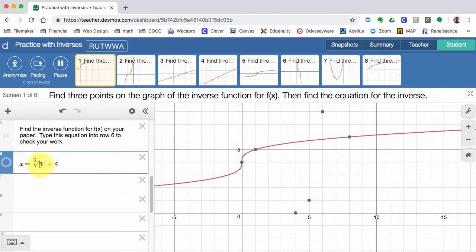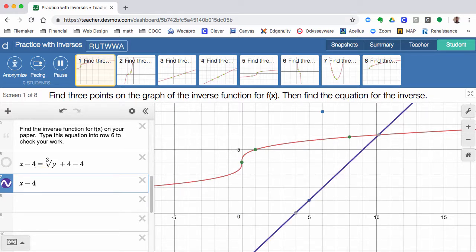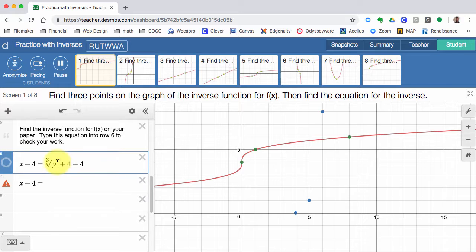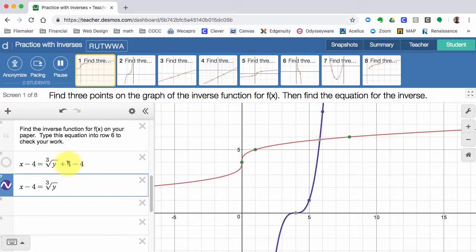So I got to get y by itself and get rid of the plus 4 and the cube root. So I'm going to first subtract 4 from both sides. And when I do that, my function becomes x minus 4 equals, and I still got the cube root of y, but the minus 4 and plus 4, those cancel out to 0. So there's my first algebraic step, subtract 4 from both sides.